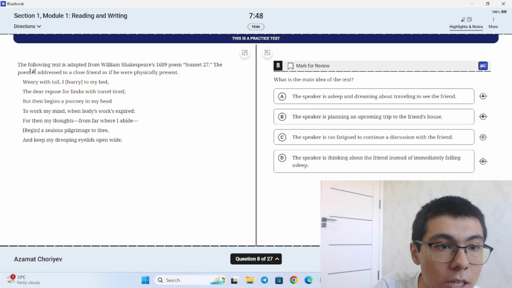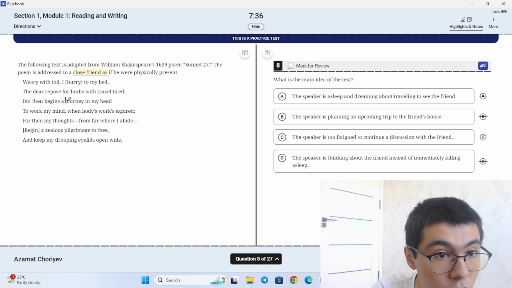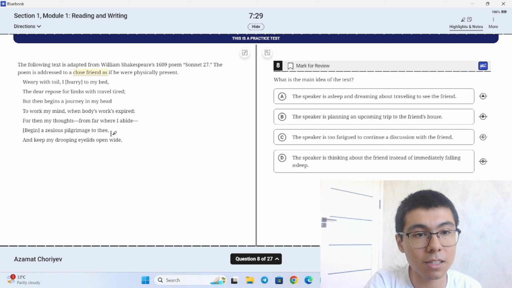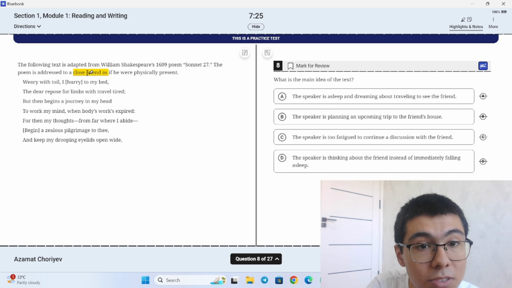Main idea. Here we have a poem. The poem is addressed to a close friend as if he was physically present. I hurry to my bed, the dear repose for limbs which travel tired. Begin a journey in my head, mind, where's body. So the main idea is that he can't really sleep. He's just thinking about his friend, close friend.